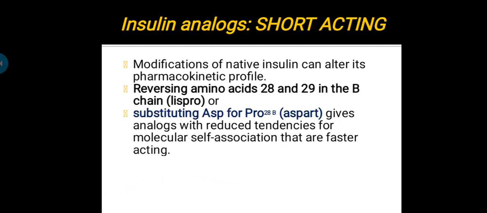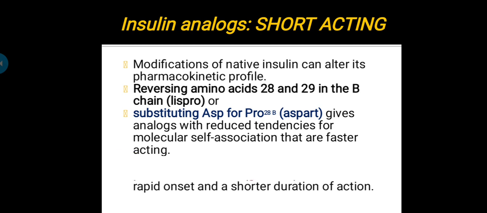Or, at position 28 of the B chain, which I mentioned is proline, if we replace the proline with aspartic acid, then it gives an analog with reduced tendency of molecular self-association that is faster acting. So it will provide us Aspart. So Lispro is just reversing the proline and lysine at positions 28 and 29, and if the proline at position 28 is substituted by aspartic acid, then we call it Aspart.